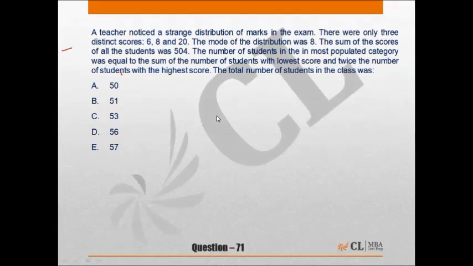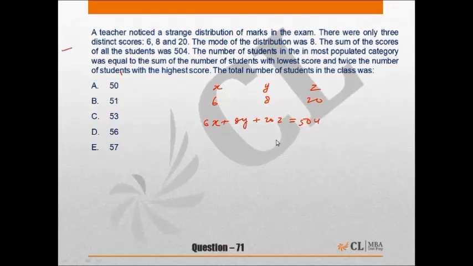A teacher noticed a strange distribution of marks in the exam. There were only three distinct scores: 6, 8 and 20. The mode of the distribution was 8, which means the maximum number of students scored 8. The sum of scores of all the students was 504, which means if x students scored 6 marks, y students scored 8 marks, and z students scored 20 marks, then 6x plus 8y plus 20z is equal to 504.